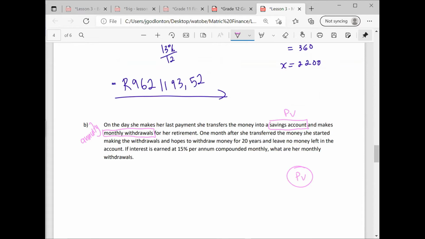Oh, sorry, I see a hand. Yeah, Luyanda, how can I help? Ma'am, can I ask a question? Absolutely. Ma'am, for the first part of the sum, you substituted 22,000. Can I ask, how did we get that?